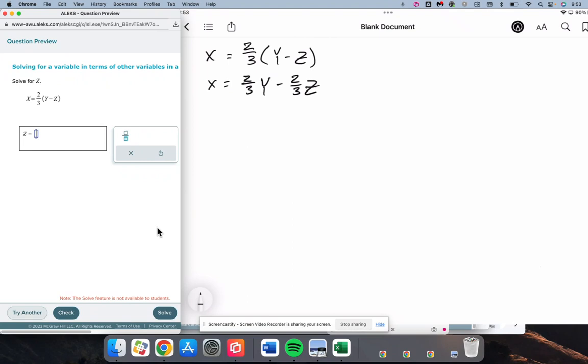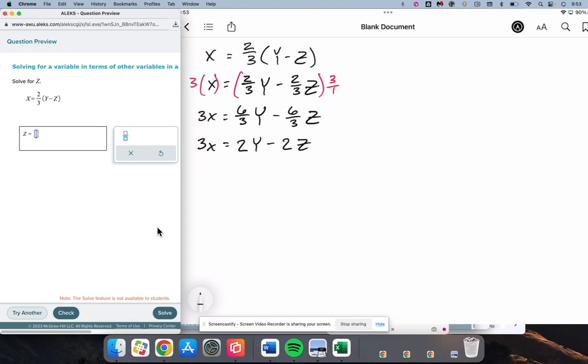And then notice that we have a denominator of 3 throughout the equation, so we'll multiply both sides by 3. We get 3x is equal to 6 over 3y minus 6 over 3z. We're asked to solve for z, and so we're going to continue with simplifying those fractions. 6 divided by 3 is going to be 2y, 6 divided by 3z is going to be 2z.